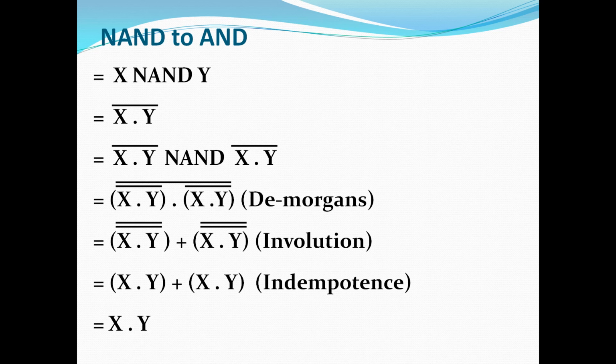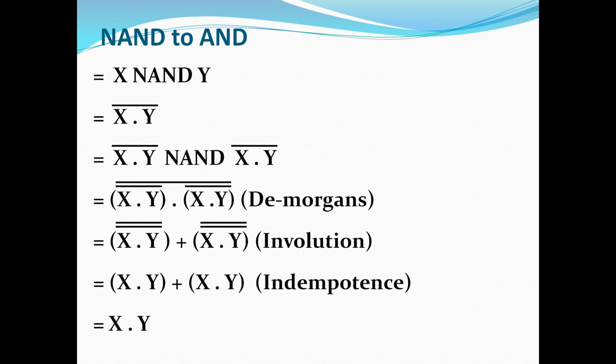When we reduce the operation, we have to apply De Morgan's theorem. That gives (x dot y) double dash plus (x dot y) double dash. After that, we apply the involution law. The involution law states that x double dash equals x. If you apply the involution law, the double dash will be removed. So you have to reduce the double dash.